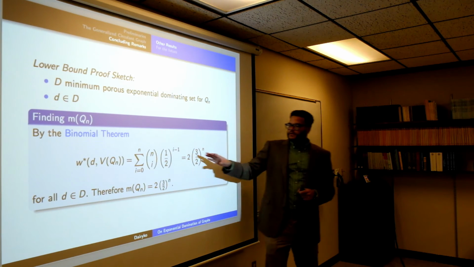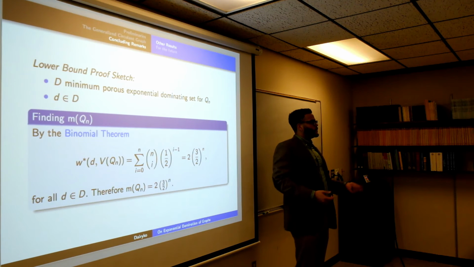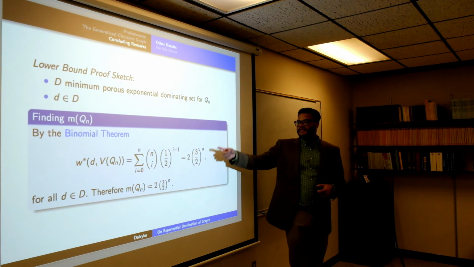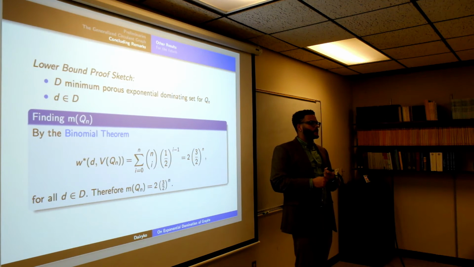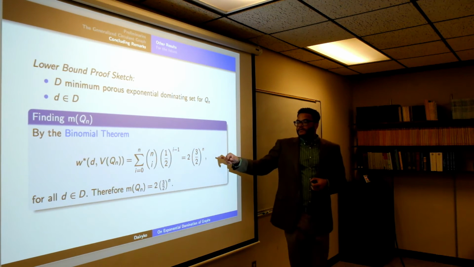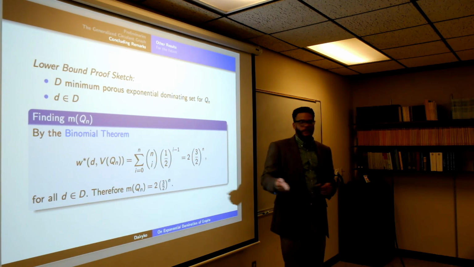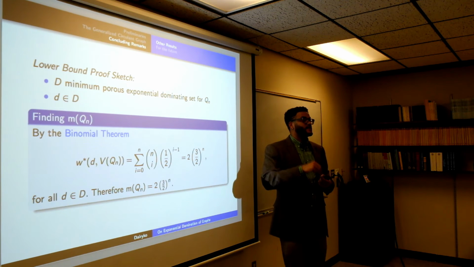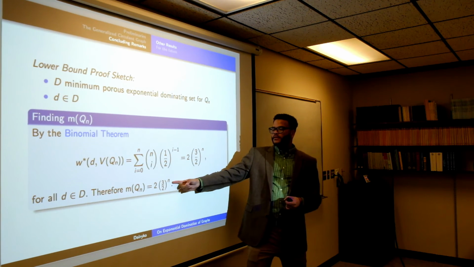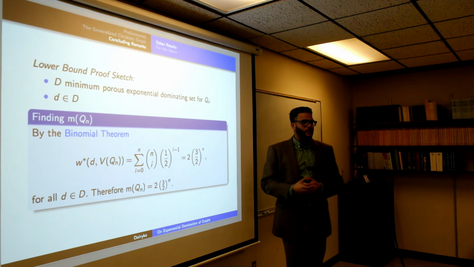With a couple of algebraic manipulations to the summation, we can apply the binomial theorem, which gives us that this summation is equal to 2 times (3/2)^n. Because this same summation holds for all D, the maximum weight that a particular vertex can send out is going to be 2 times (3/2)^n. Okay, so that's our value of m of Q_n.